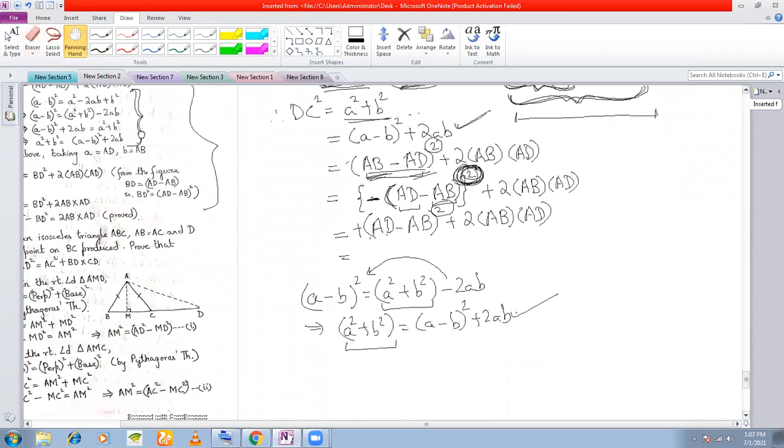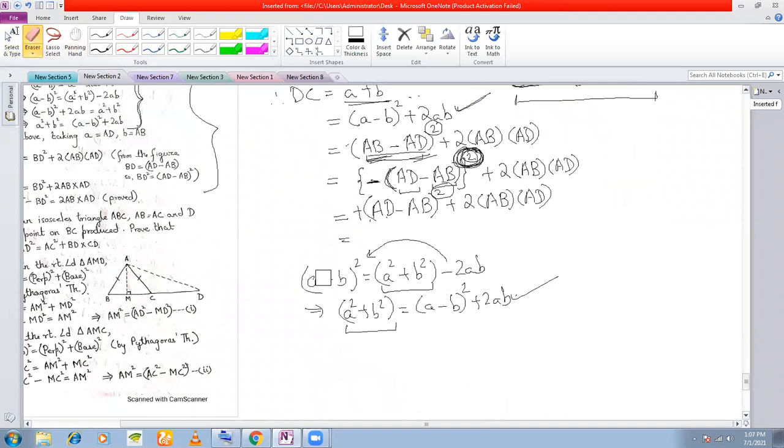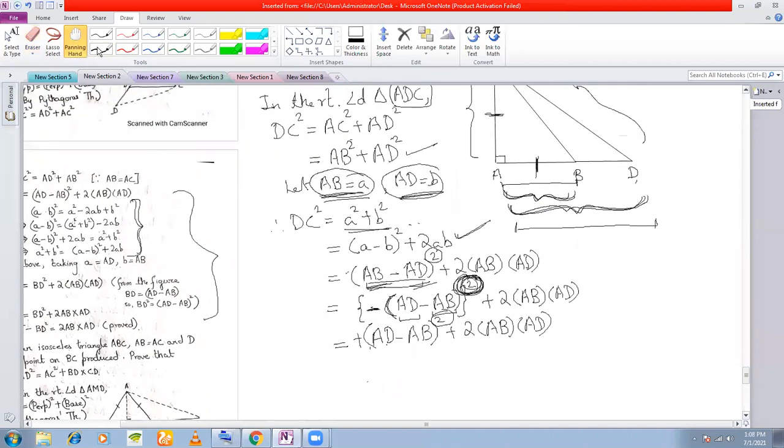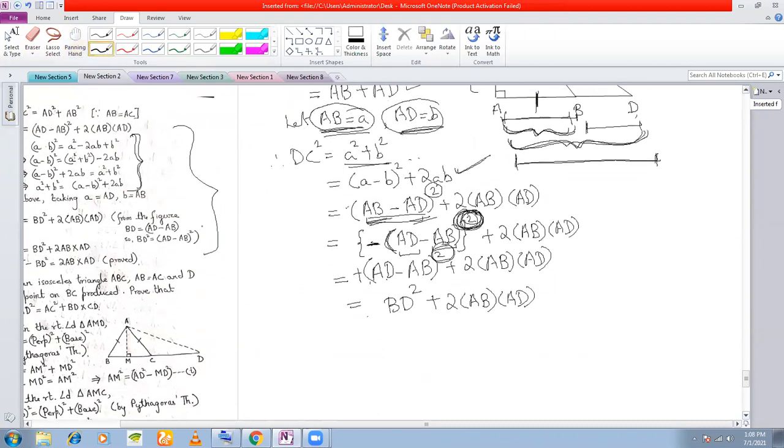So now what happens in the next step? How much is this AD minus AB length? Look at the diagram. This AD minus this length AB will give you this length, right? BD. So instead of AD minus AB, you can write BD, and there's a square here, right? So this becomes BD square plus twice AB into AD, right? So now what have we got? Therefore, DC square we have got as BD square plus twice AB into AD.